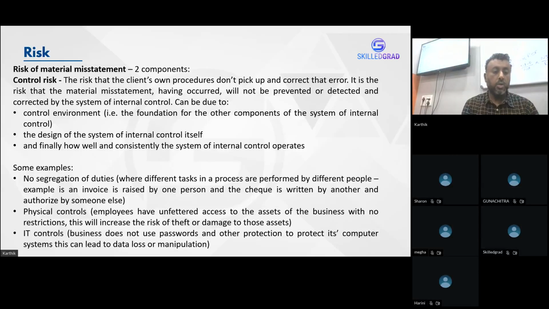Okay, good. So what did I say? Segregation of duty. There's no proper segregation of duty. One guy is doing the same job for everything, then where is the segregation of duty? A lot of fraud can be committed, a lot of risk can arise. That is the thing.